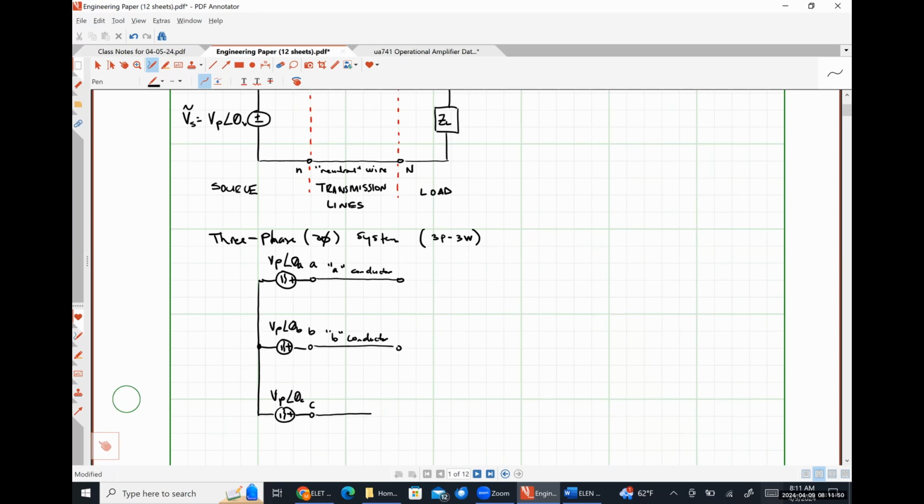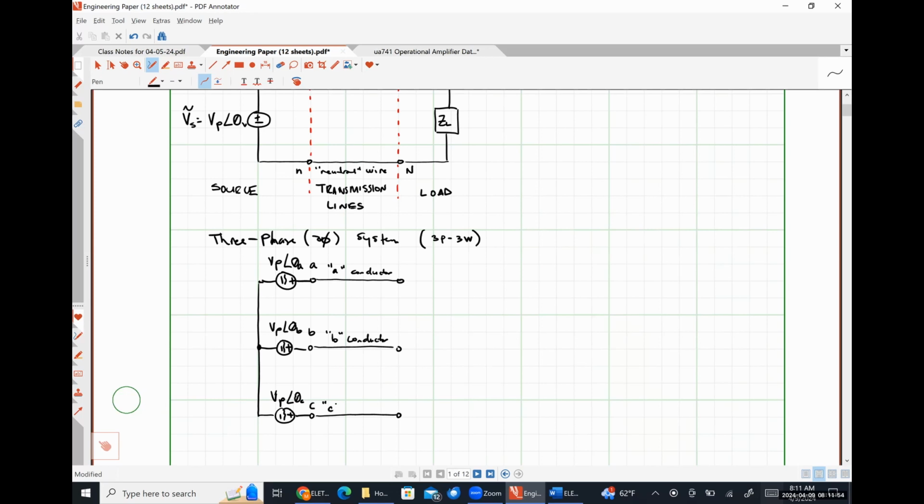And down here, we're going to have our C conductor. This particular system does not utilize a neutral wire. Some will, some won't. Kind of depends on the application, and we'll talk a little bit about that. And then over here on the load side, I'm going to put in a three-phase load.